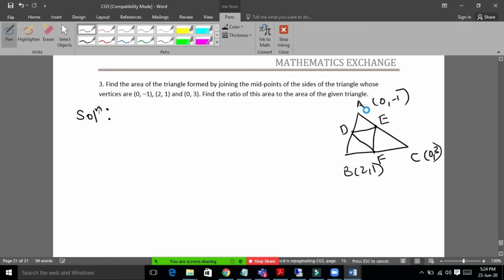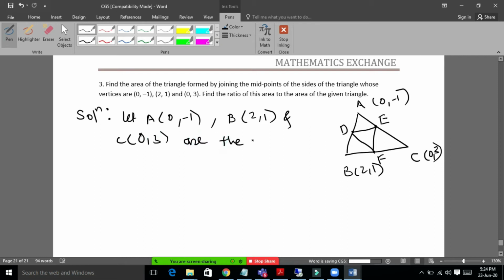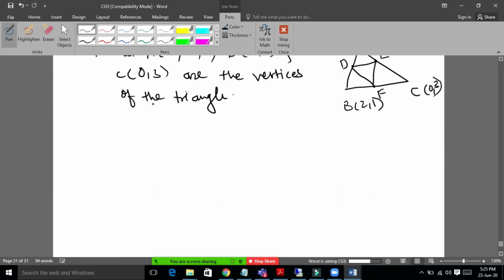So for this we have to find the coordinates of the points D, E and F, and since we know that D is the midpoint of AB, we get the coordinates of the point D by the midpoint formula. So first we write down, let A(0, -1), B(2, 1) and C(0, 3) be the vertices of triangle ABC. So these are the vertices.